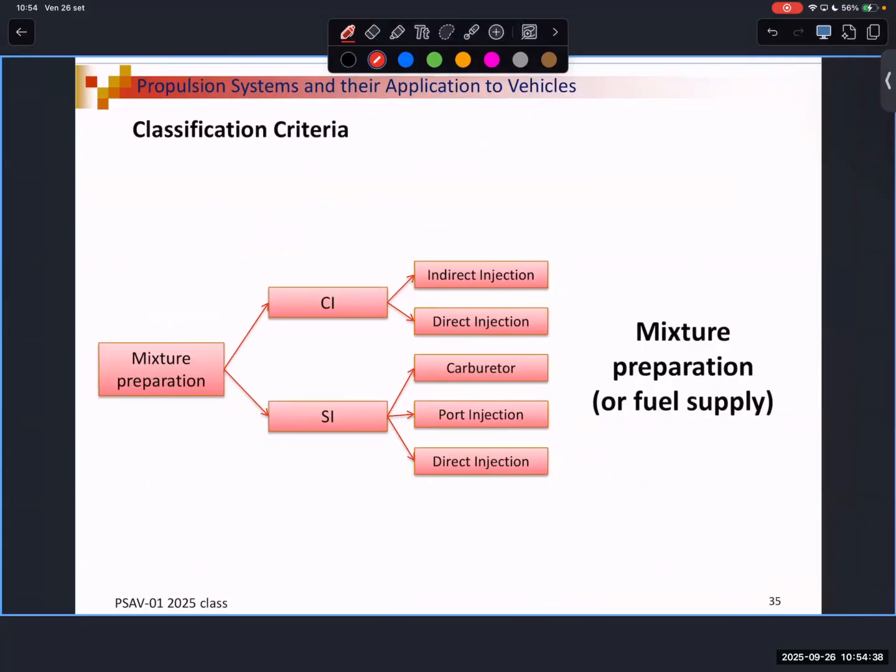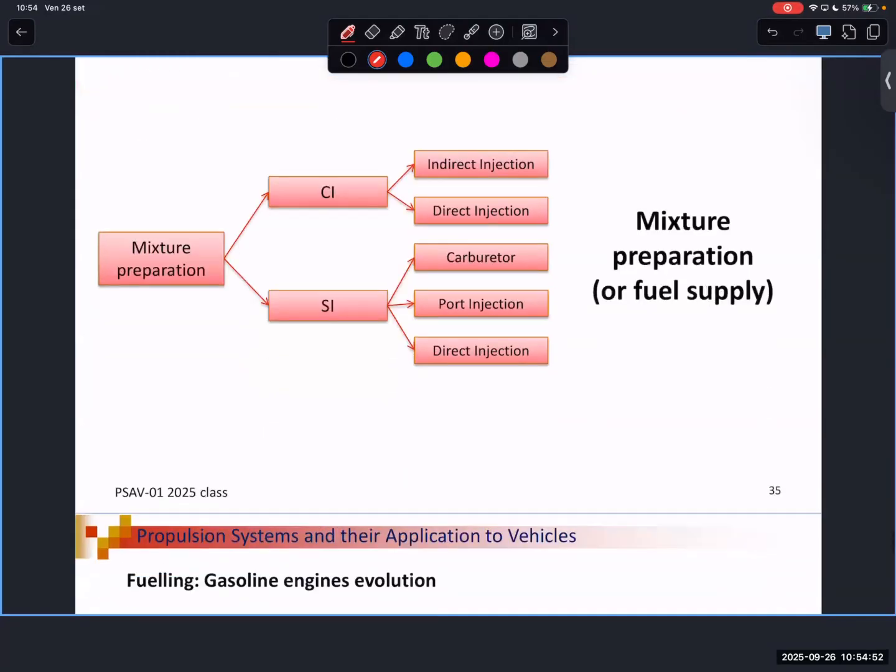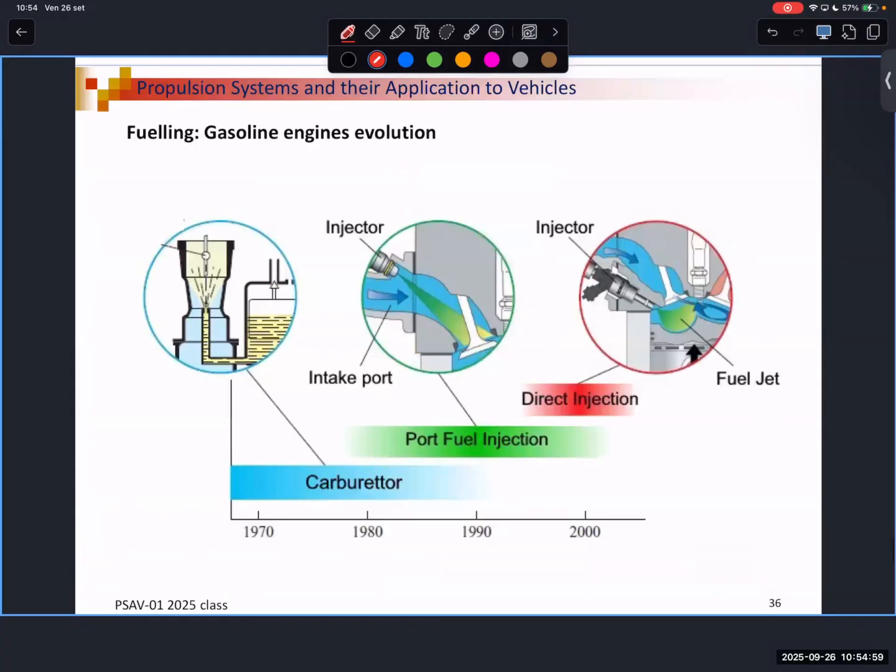Mixture preparation. So how the mixture or charge is prepared. Differences between compression ignition engine and spark ignition engine. And this is a kind of historical, maybe some of them are just considered for historical reasons and are not used anymore. For gasoline, so we're talking about spark ignition engine.